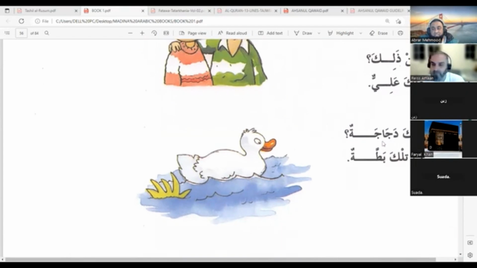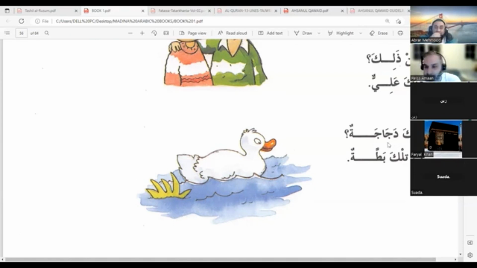Atilka dajajatun, is this a duck? Tilka, what's tilka? Is that a duck? Yeah, I'm guessing it's a duck, right? I just saw the picture. Chicken. Don't say chicken, duck. Sorry, chicken. It's a question now, isn't it? Yeah, that's a chicken, definitely.